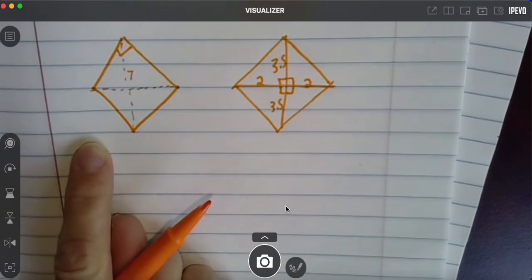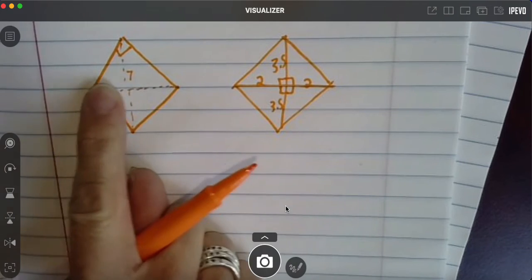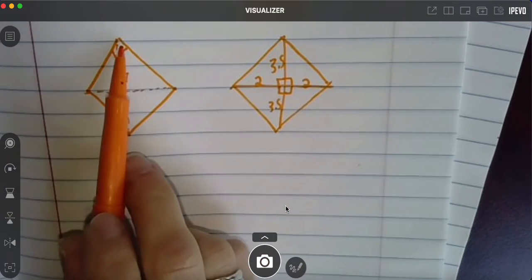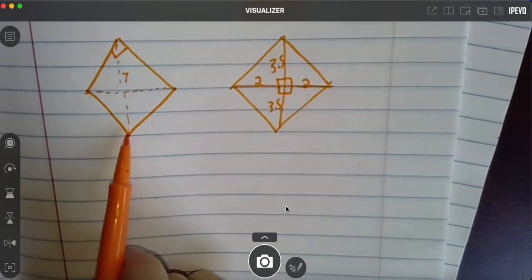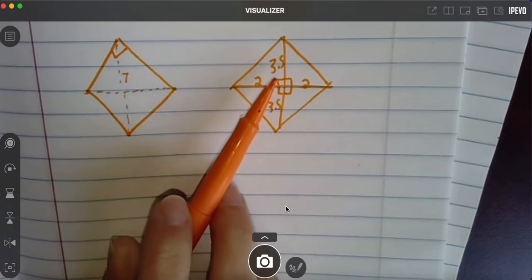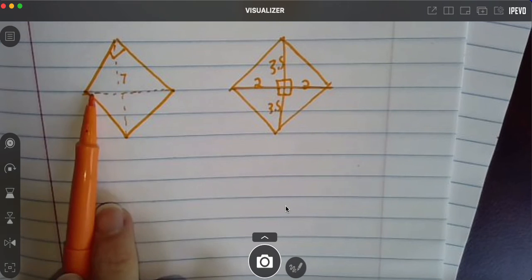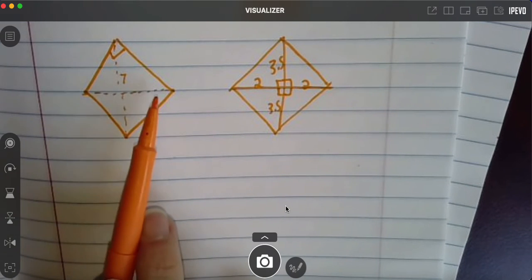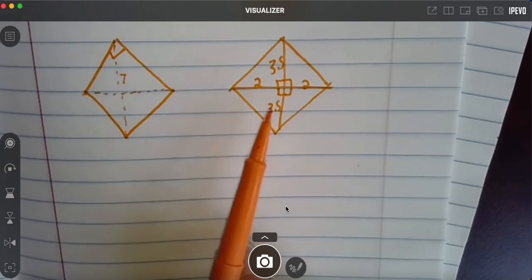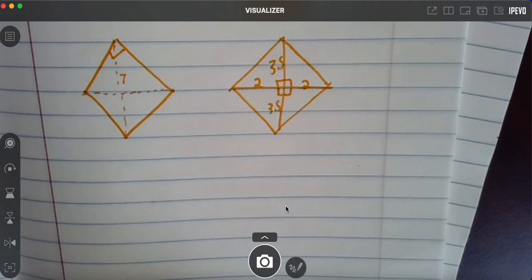I'm explaining a rhombus. The diagonals of a rhombus bisect each other. This diagonal was length 7. What's half of it? Yeah, 3.5 and 3.5. This diagonal was length 4. So what is that split in half? 2 and 2. It wants to know the angles of the rhombus.